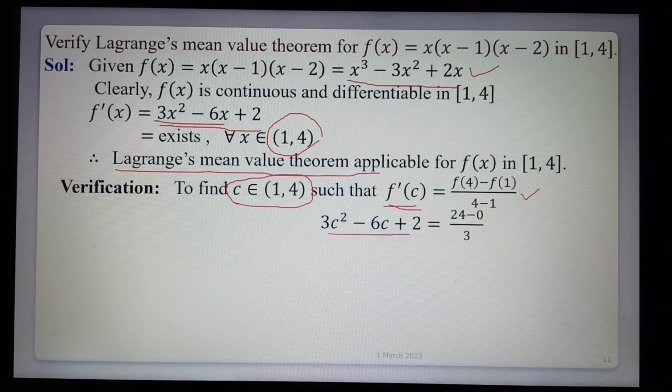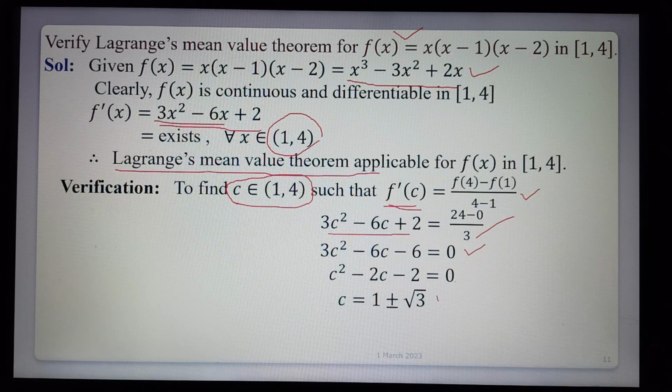Okay? F of 4 means substituting in the given function, f of 4 is equal to 24, minus f of 1 is equal to 0, by 4 minus 1, 3. Simplification is 3c square minus 6c minus 6. So 24 by 3 means 8, inside 2 minus 8 the minus 6. So this is the quadratic equation. To take the roots, 3 common here, c square minus 2c minus 2 is equal to 0.